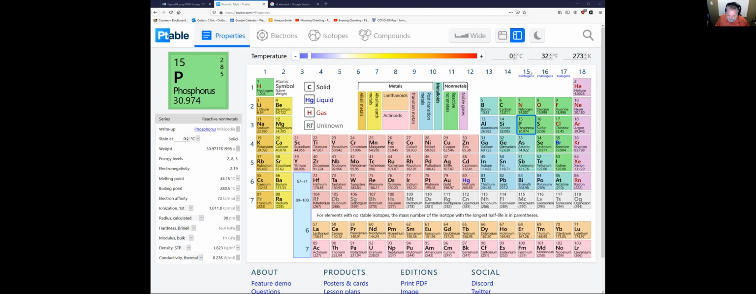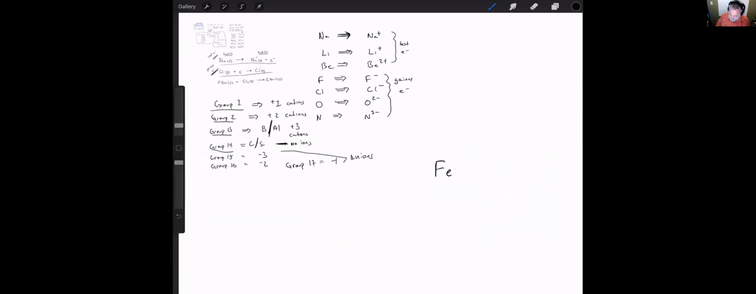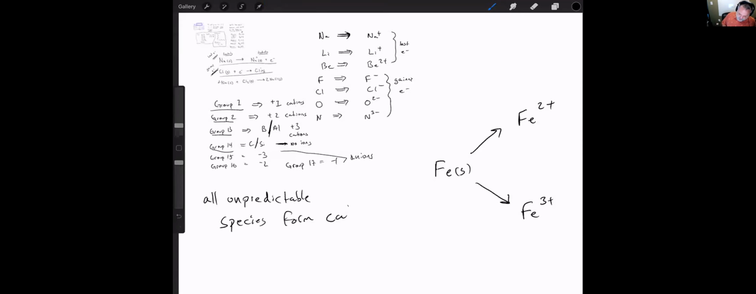What about the formula of transition metals or other things that can't be predicted, like lead? Well, lead and other things that can't be predicted, like iron, will actually have multiple ions that can form. Iron can be 2+, or it could be 3+. Here's the thing that you will know about the transition metals and the post-transition metals. They will always form cations. All unpredictable species form cations. So you don't have to worry about any unpredictable anions.